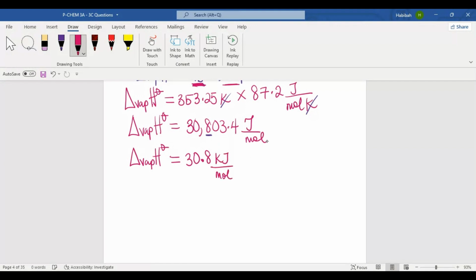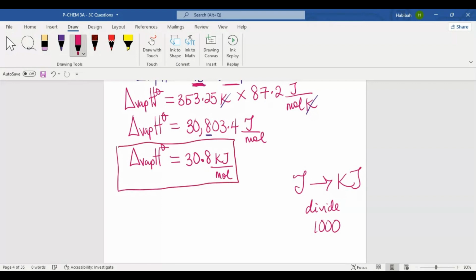How you do this is, when you're going from joules to kilojoules, you just divide by 1000. That's basically what I did here. I just divided 30,803.4 by 1000, and you have 30.8034. Since we're doing it in 3 sig figs, we end up with 30.8 kilojoule per mole. So this is basically the answer to this question.